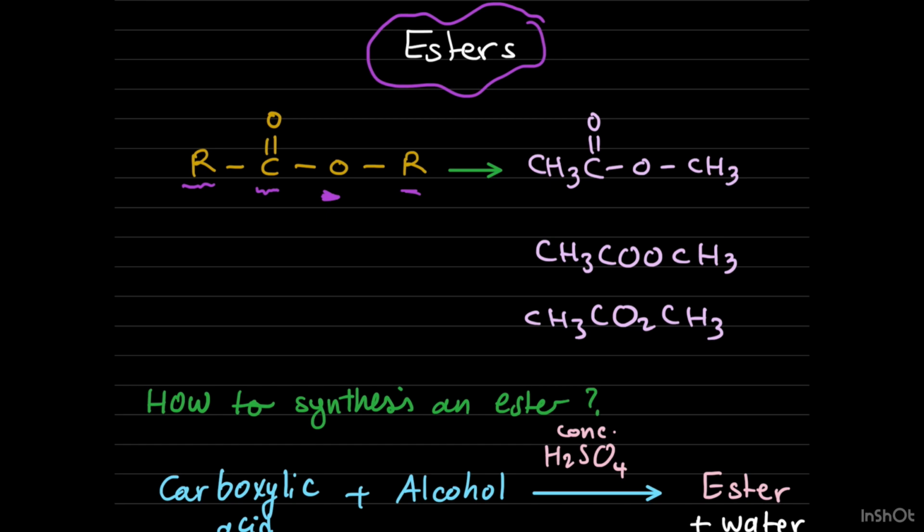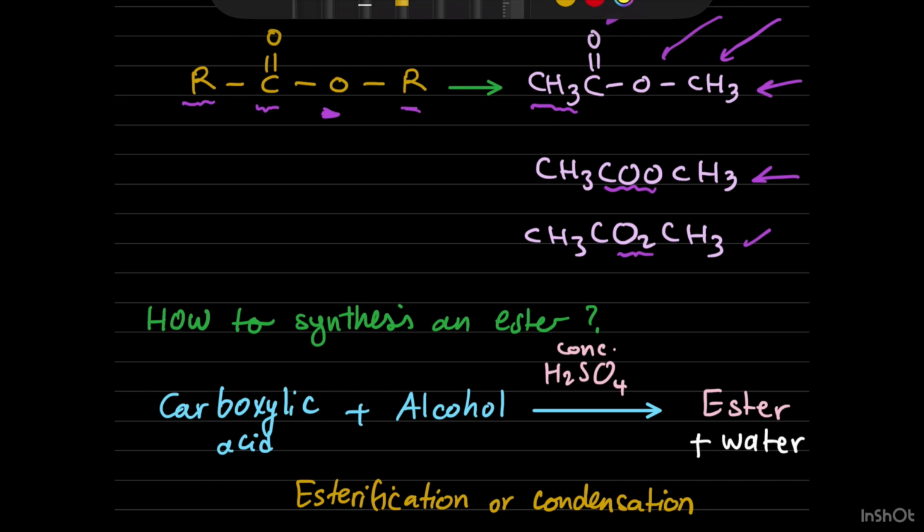You have a methyl group in here, which is an alkyl, followed by carbonyl and then oxygen and then CH3, as we can see. We can represent the ester in this way, or in this way, as a structural formula. We can write COO in the middle, or you can abbreviate the two O's into O2 in here. But the question now is, how can we synthesize an ester?